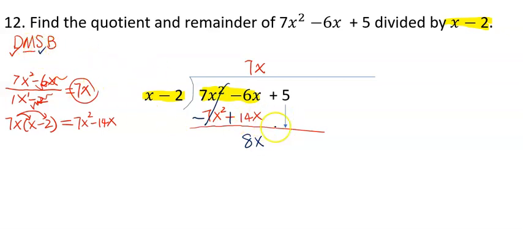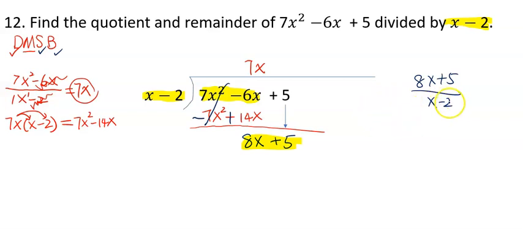Now the last step is to bring down if there's any extra term. We do have a plus 5, so we're going to bring it down, and we start over with division again. This time we're going to try to see how many times x minus 2 goes into 8x plus 5. So first we do division, 8x plus 5 divided by x minus 2.